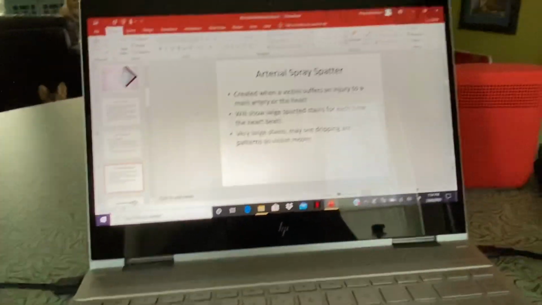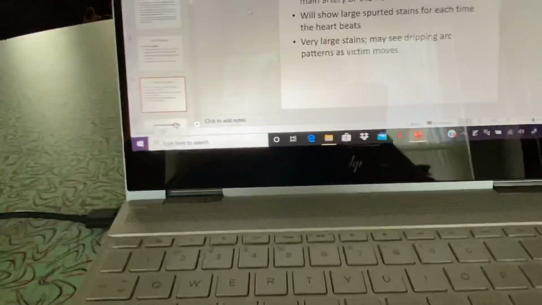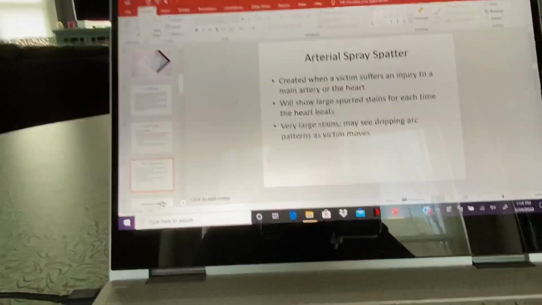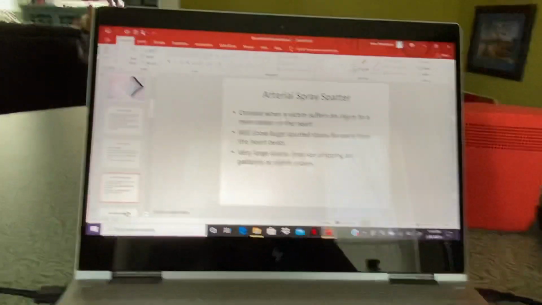So now we're going to talk about some other blood stain patterns. So last video we covered a couple of things to do with gunshots.